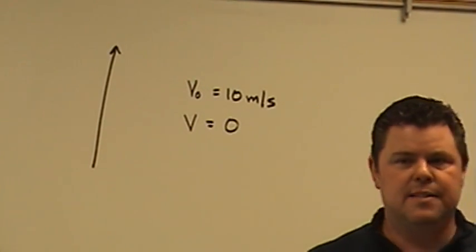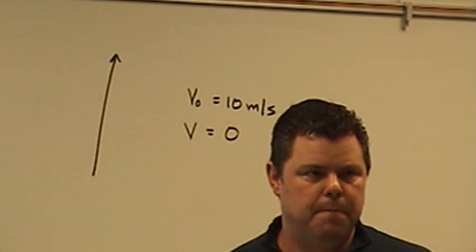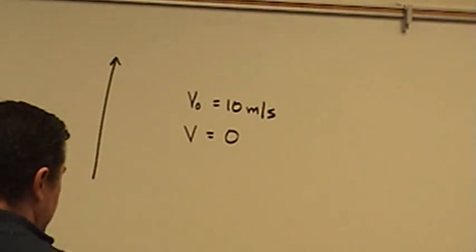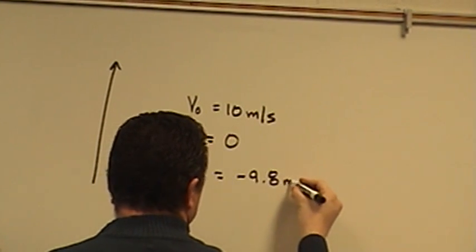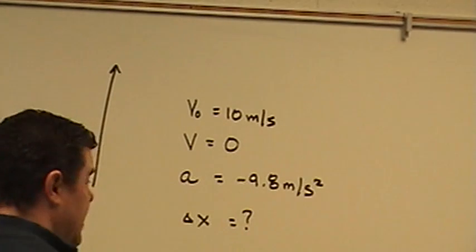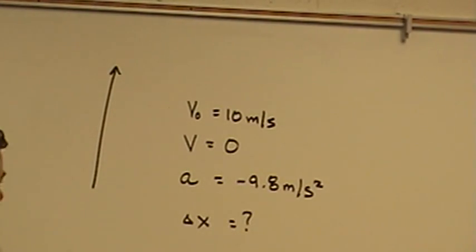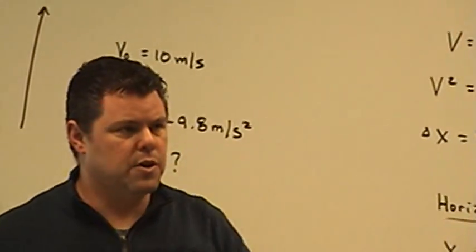And finally, anything that's in the air, whether you throw it down, throw it up, throw it across, doesn't matter. What do we always know? That's right, the acceleration due to gravity, negative 9.8 meters per second squared. And what we're looking for is the displacement. So then you look at which equation has your givens and your unknown so that you can solve it in one step.